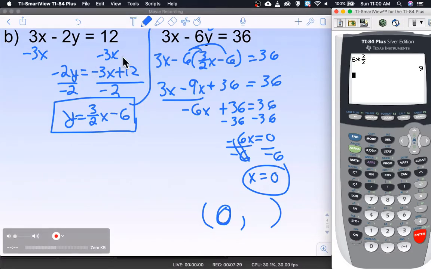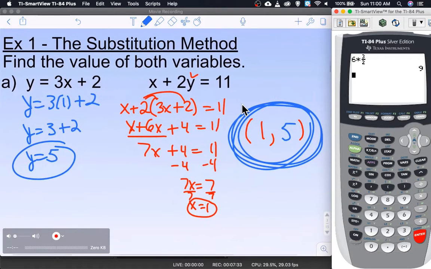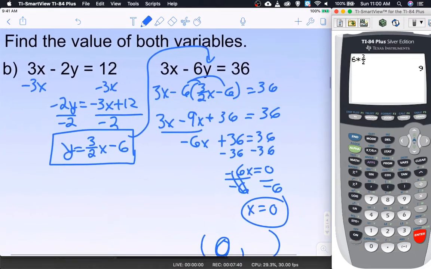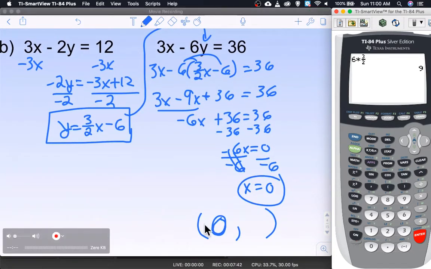So that's what I'm saying, this substitution method a lot of times is more work. Here, it was probably about the same amount of work, maybe a little bit less work than the elimination method. But a lot of times it does give you more work. Now, once you've got one variable, the work after that is the same.